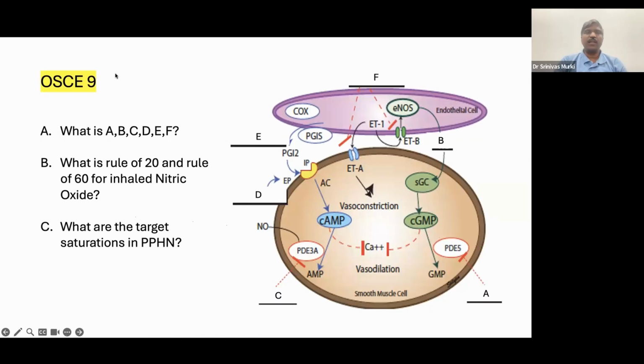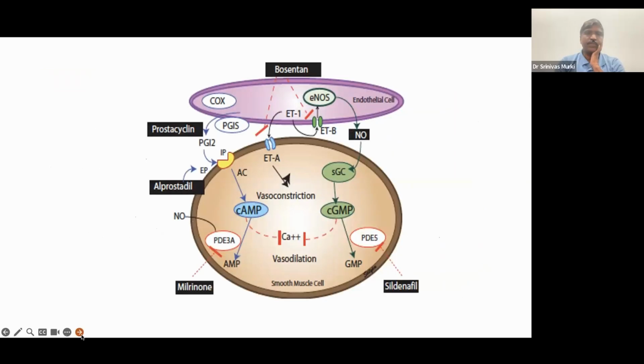So these are the drugs which you should know, and there are 3 molecules which you have to remember as far as PPHN is concerned: cyclic AMP, cyclic GMP, and endothelin. Okay. Yeah, this is the final thing. You can see sildenafil, NO, bosentan, prostacyclin, alprostadil, and milrinone. Over to you, Swati.